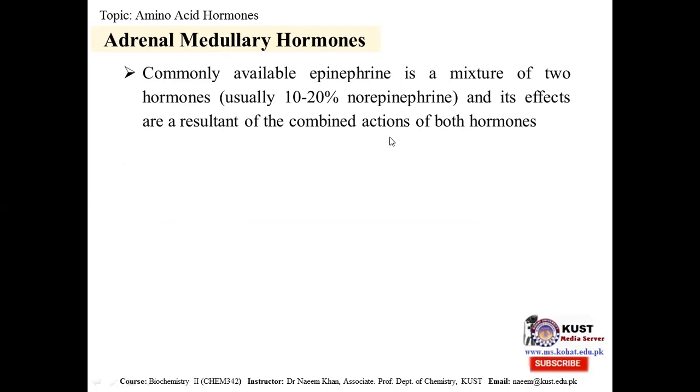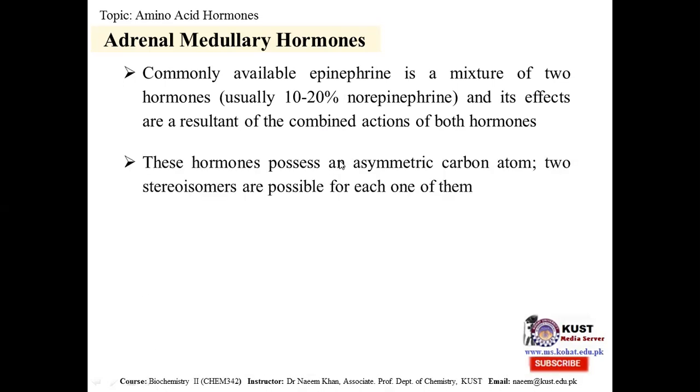Commonly available epinephrine is a mixture of two hormones, that is 10 to 20% norepinephrine, and its effect is a resultant of the combined action of both hormones. Actually, epinephrine is not available alone naturally; it commonly occurs as a mixture, with 10 to 20% norepinephrine mixed with it. The effect is because of the combined action of those two hormones. Always, epinephrine contains 10 to 20% norepinephrine, so any action is attributed to the combined action of these two hormones.